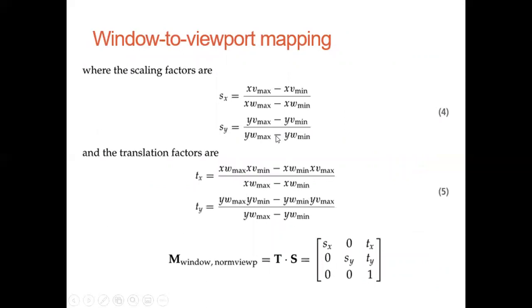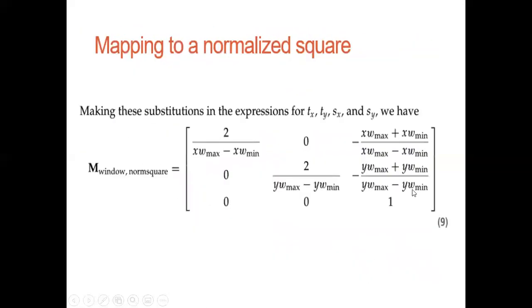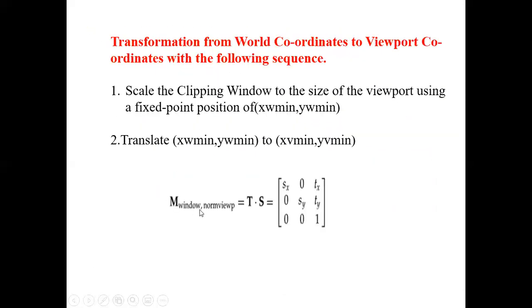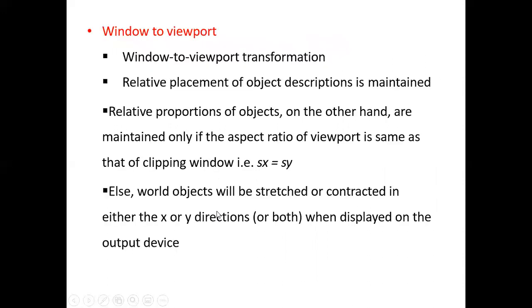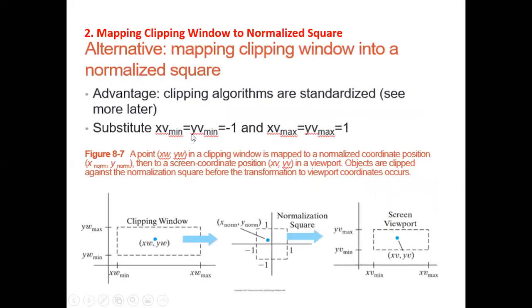Here we have to substitute, right? If I substitute these values, I'll get one composite transformation matrix, which is a matrix for mapping from window to a normalized square, right? You can see here we have written it as normalized square, right? But in the previous example, we wrote it as normalized viewport because we directly converted from window to viewport, whereas here we are first converting it to a normalized square, right? So how did we get these values? Just by substituting xv min and yv min as -1, right?